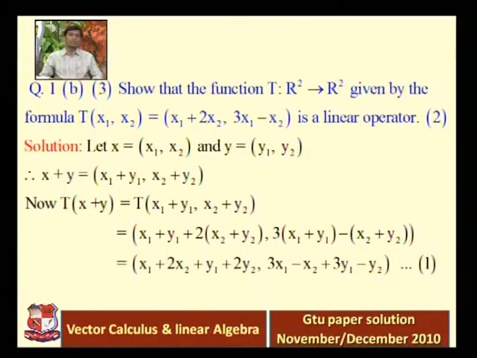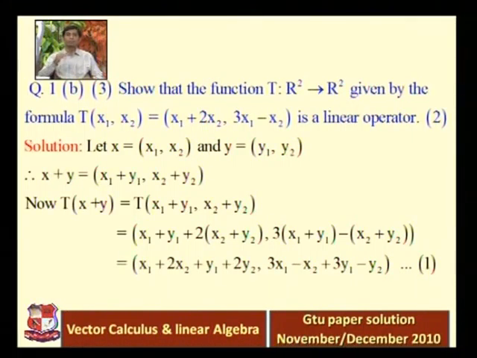So now you can understand how we define T of (x1 + y1, x2 + y2), that is equal to first coordinate plus 2 into second coordinate, right? So first coordinate is x1 plus y1 and second coordinate is x2 plus y2. So (x1 + y1) + 2(x2 + y2), then comma, 3 into first coordinate, that is 3(x1 + y1) minus second coordinate, that is (x2 + y2). Okay, so that can be expressed as (x1 + 2x2 + y1 + 2y2, 3x1 - x2 + 3y1 - y2).